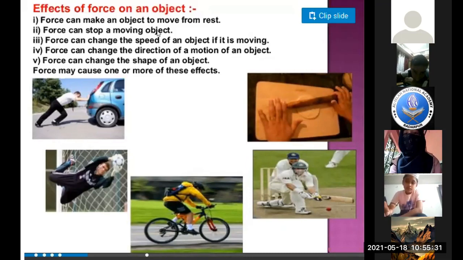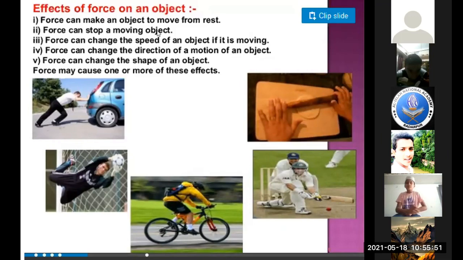Third point you can see, force can change the speed of an object if it is moving. Suppose one cycle is moving at constant speed, slowly, okay? So if anyone pushes from the backside, that speed will increase or decrease? Increase. Yes, very good. So that means force can change the speed of an object. Yes or not? Yes, sir.